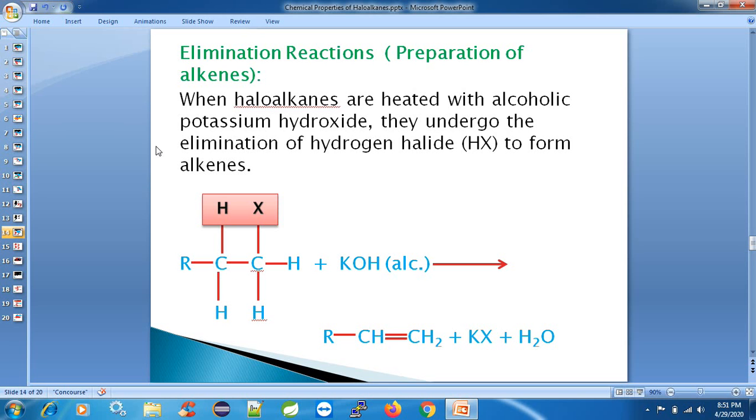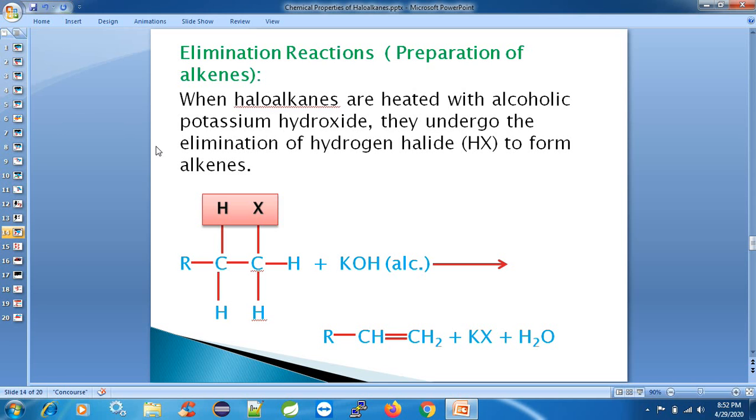When haloalkanes or alkyl halides are heated with alcoholic potassium hydroxide, they undergo the elimination of hydrogen halide. So when a haloalkane is reacting with alcoholic potassium hydroxide, the hydrogen halide group is removed, a new bond is formed, and the product is alkene. Along with the alkene, potassium halide and water are formed.